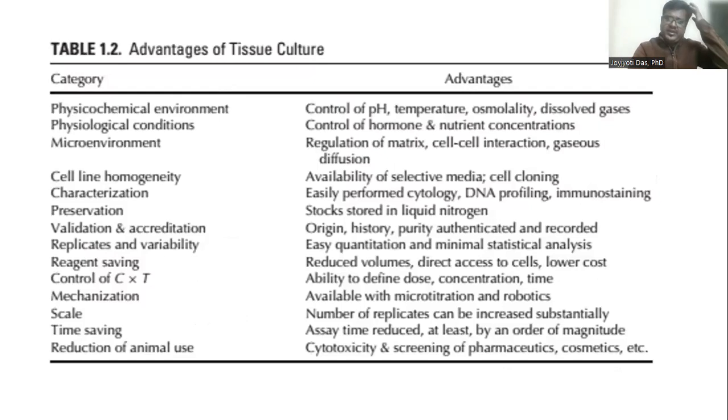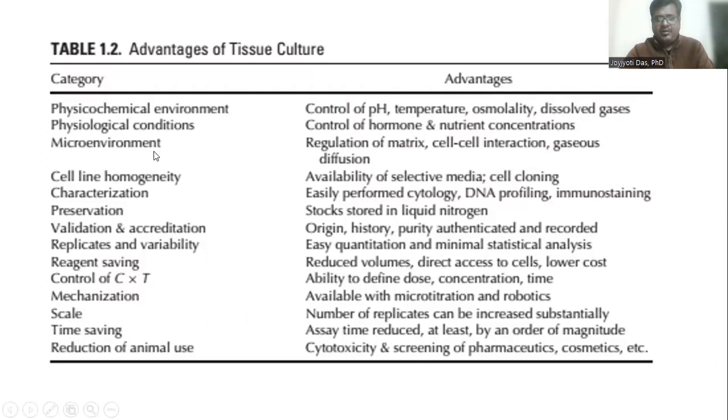So what are the various advantages of cell culture? The advantages we have already talked about. You can control the pH, temperature, osmolality, and the dissolved gas concentration, because you're culturing the cells in vitro, so you can vary the parameters as you want, and you can create different artificial parameters under which you can study the genetic and phenotypic effect of the cells.